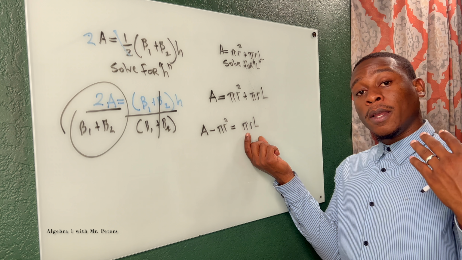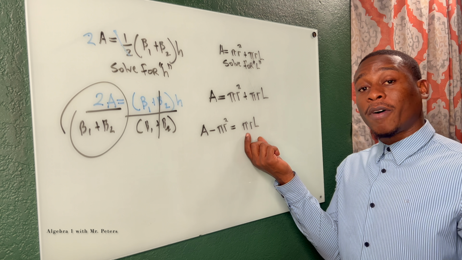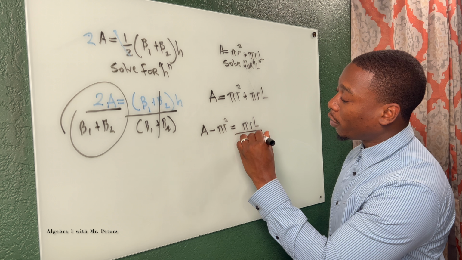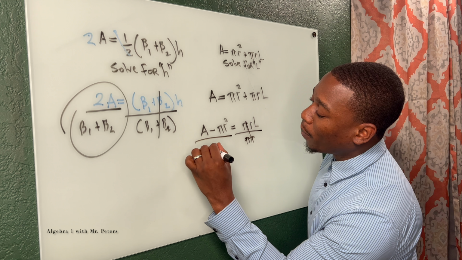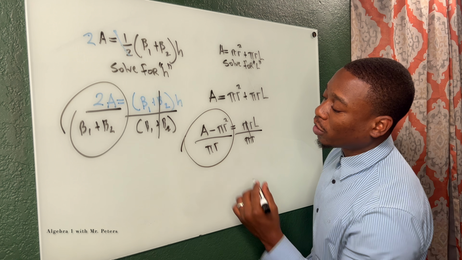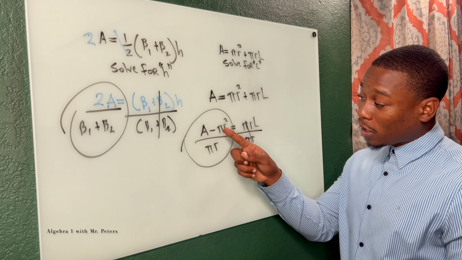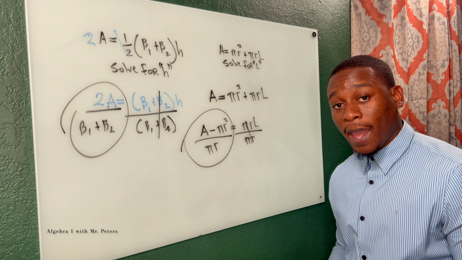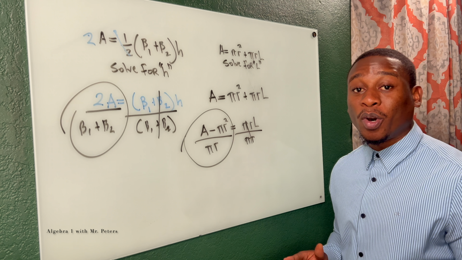Mind you, all three of these terms are being multiplied. So if we want to get L by itself, we're just going to divide by everything that is not L. So we divide by pi r, cancels out. We divide by pi r, and this is our final answer. L is equal to A minus pi r squared over pi r. All right? And with that, we're going to go on to our very last example of today.